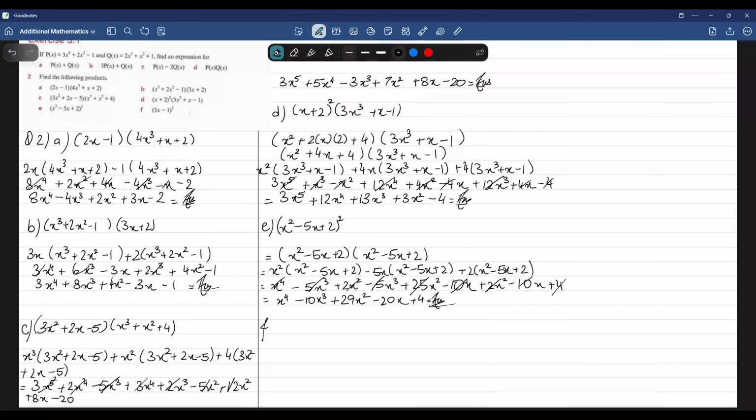So for part F, we have 3x minus 1 cube. And you know where we are going right now. You already know this, I hope so.